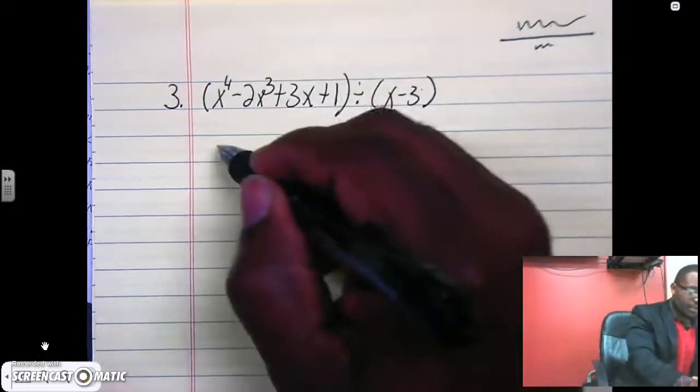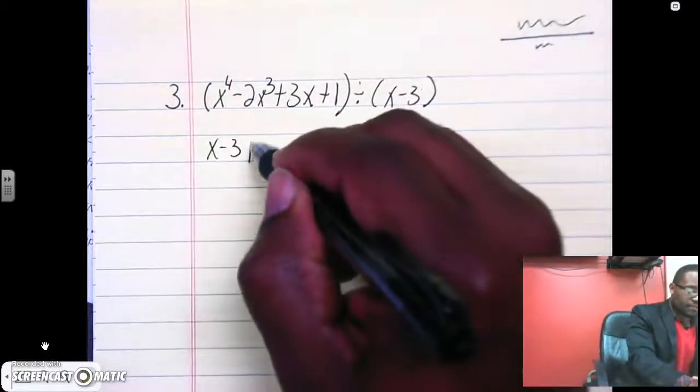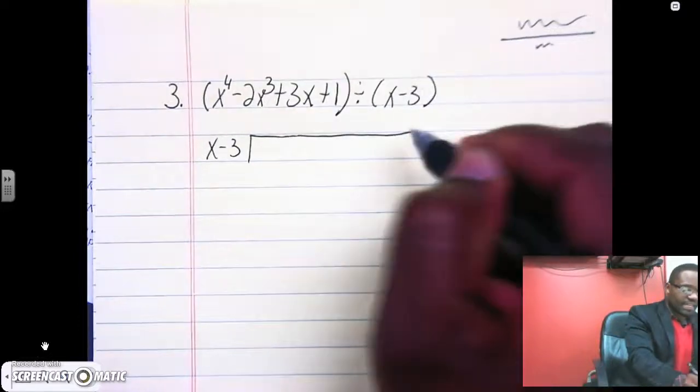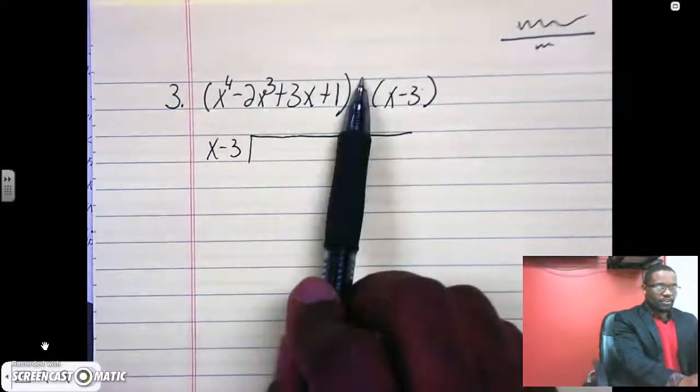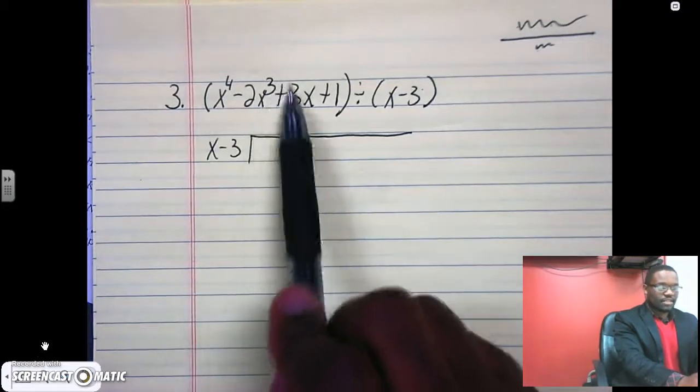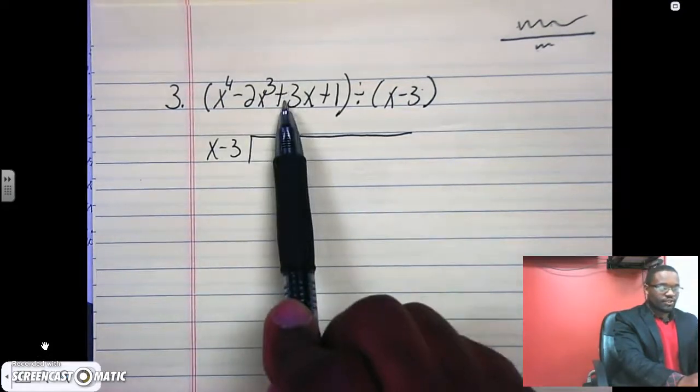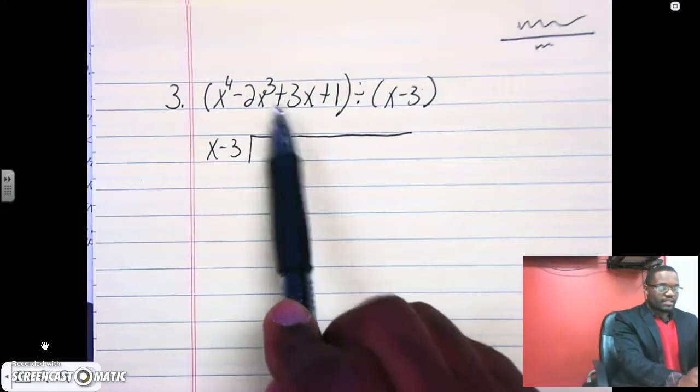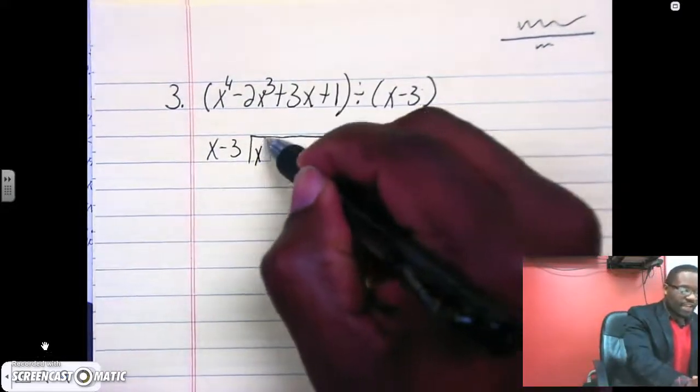All right, so I'm going to set it up. X minus 3. And I'm taking a survey before I start writing. I got x to the 4th, x cubed, and look, I'm missing an x squared. And so that's okay. I can put it in there. And it's not always that you're going to have an x squared missing.